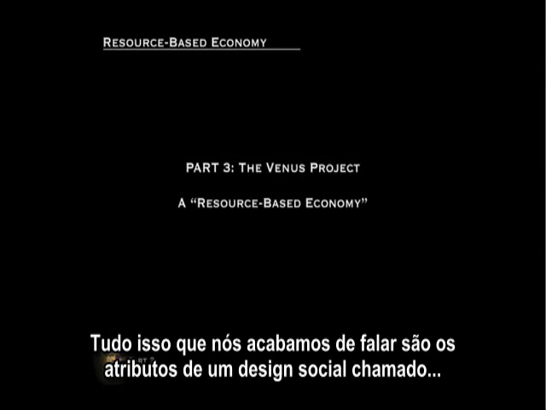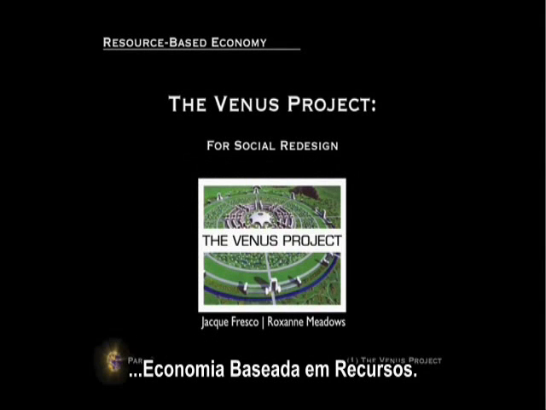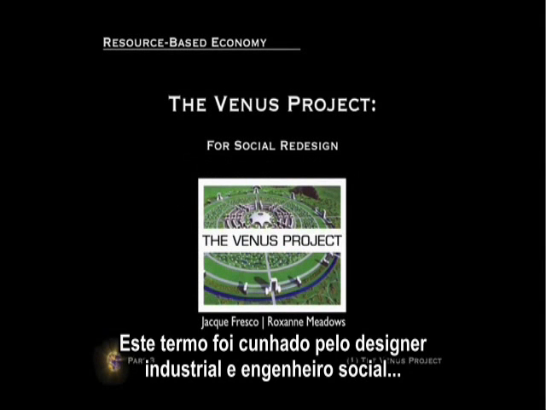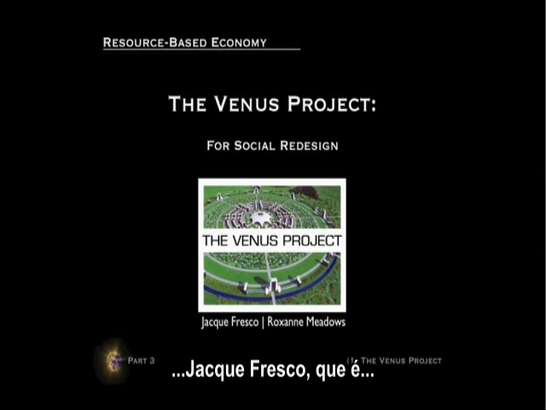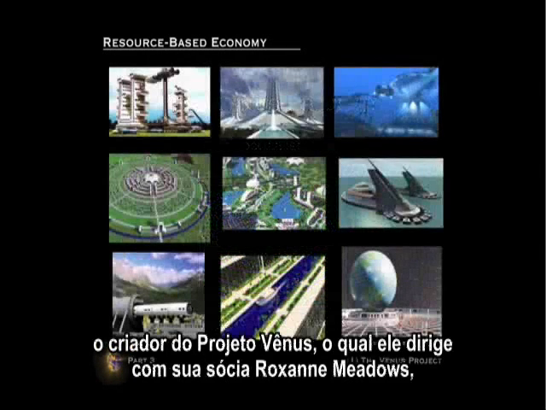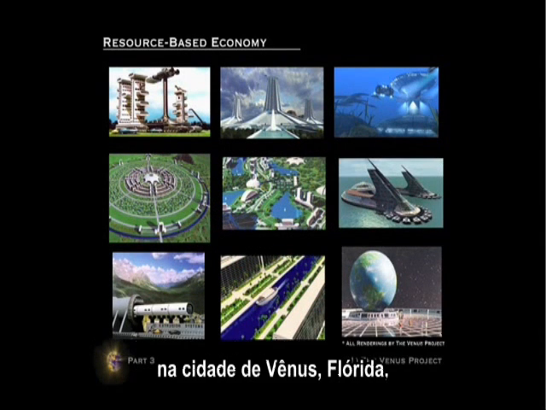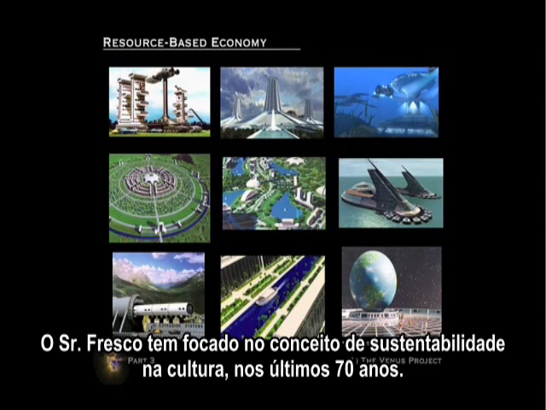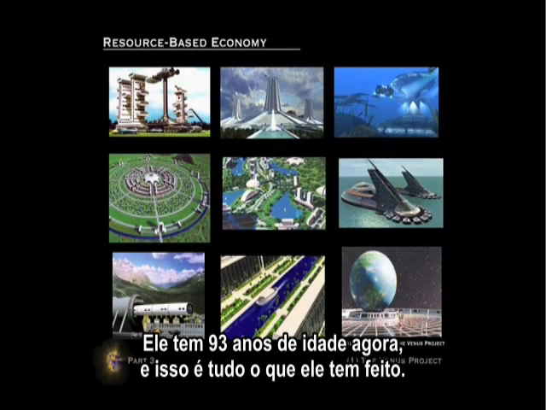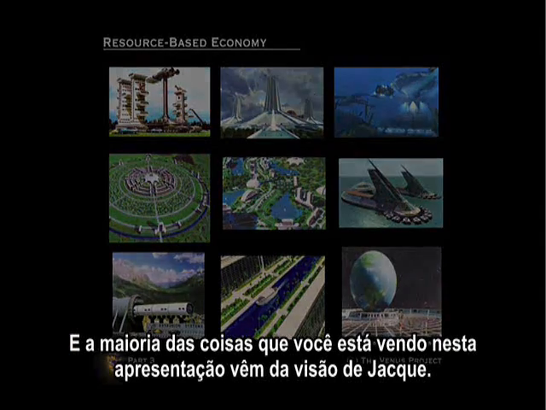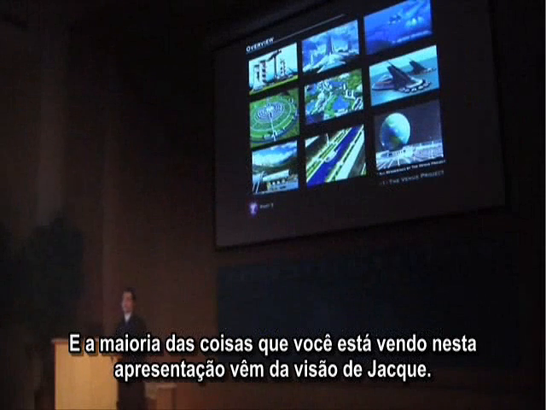Everything that we have just talked about are the basic attributes of a social design called a resource-based economy. This term was coined by industrial designer and social engineer Jacque Fresco, who is the director of the Venus Project, which he runs with his associate Roxanne Meadows out of Venus, Florida. Mr. Fresco has been focusing on the concept of sustainability and culture for the past 70 years. He is 93 years old now. This is all he has ever done. And the majority of things you're seeing in this presentation come from his worldview.